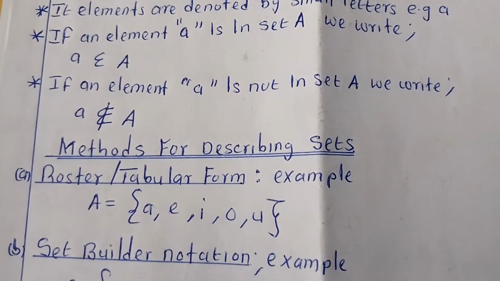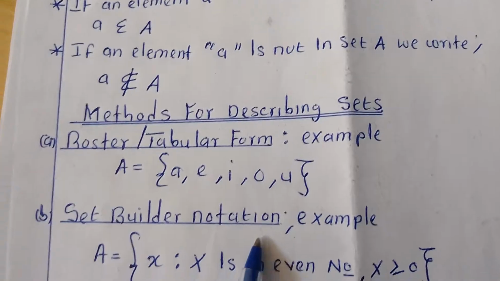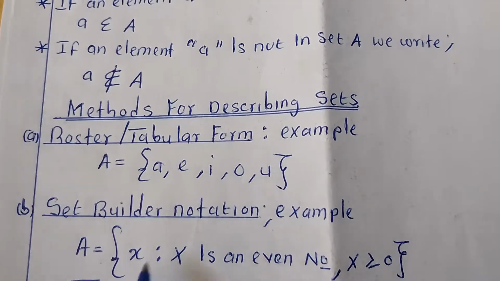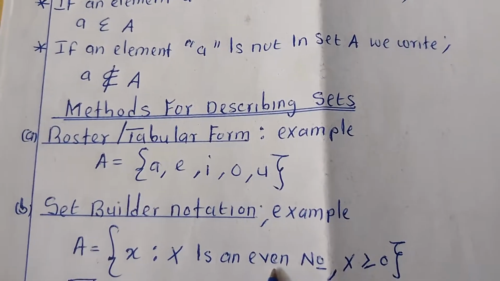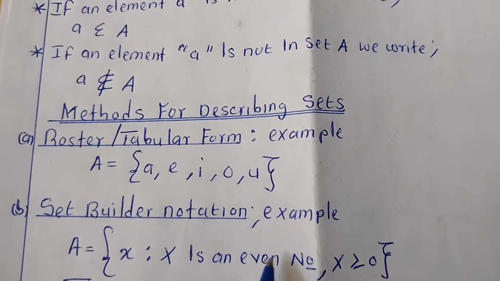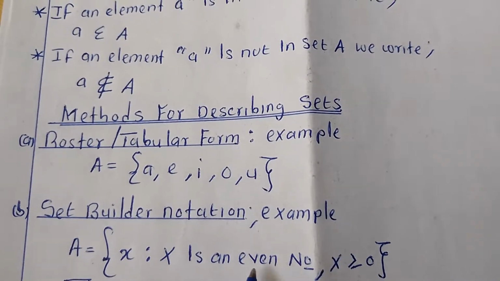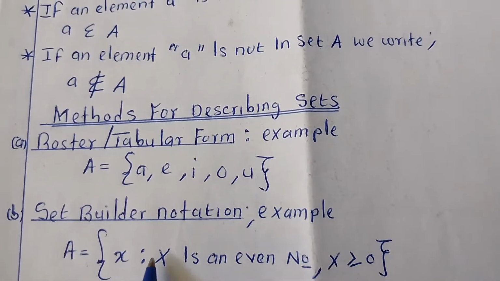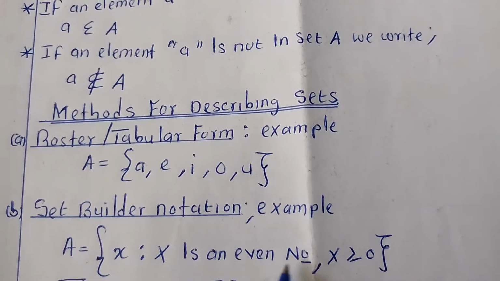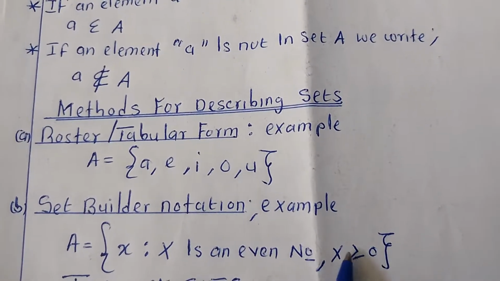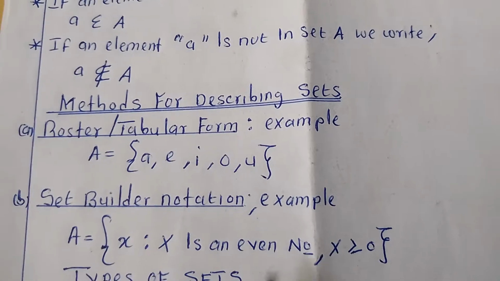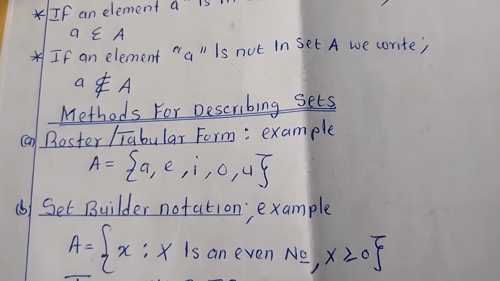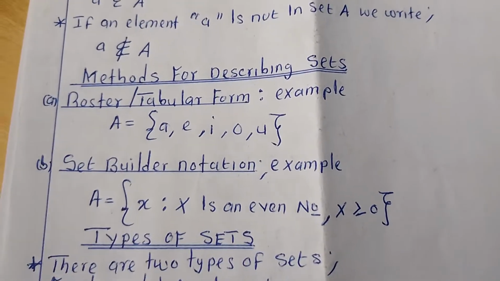We've also got the set builder notation. In set builder notation, if for example we have a set A, and in that set A there is a given set of numbers, that set of numbers must be written in such a way that x is such that x is an even number where x must be greater than 0. We are simply using this language, and you must be familiar with the language that has been given. Now, we've got different types of sets.